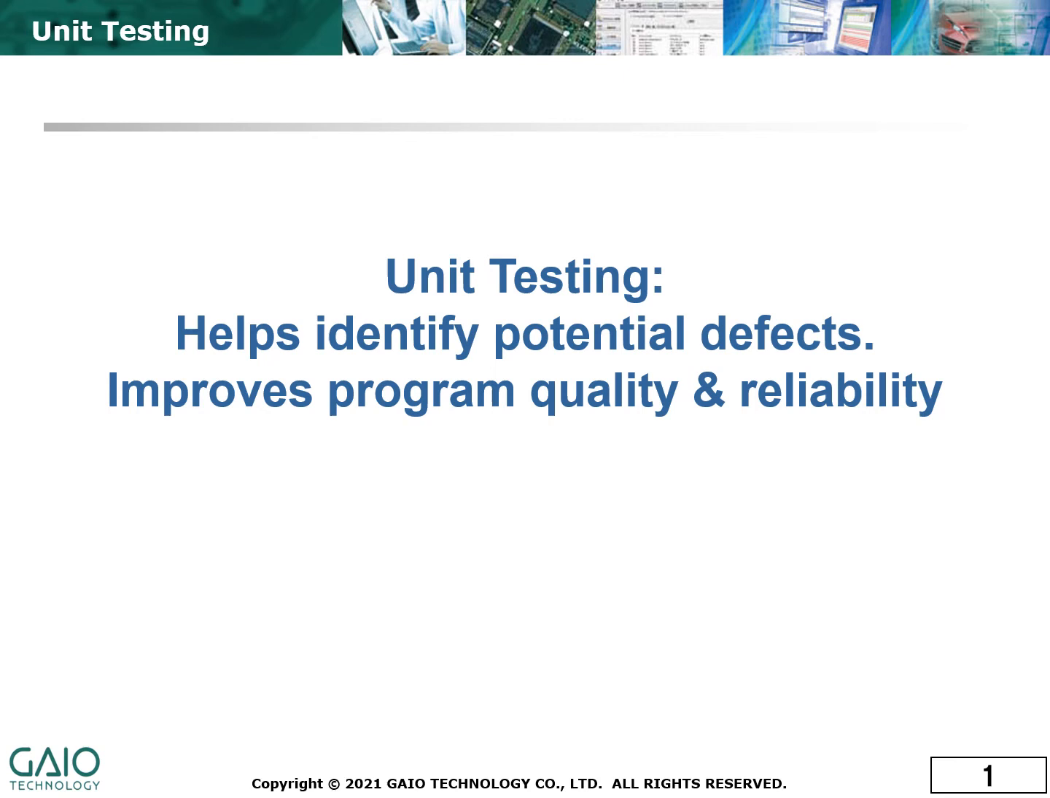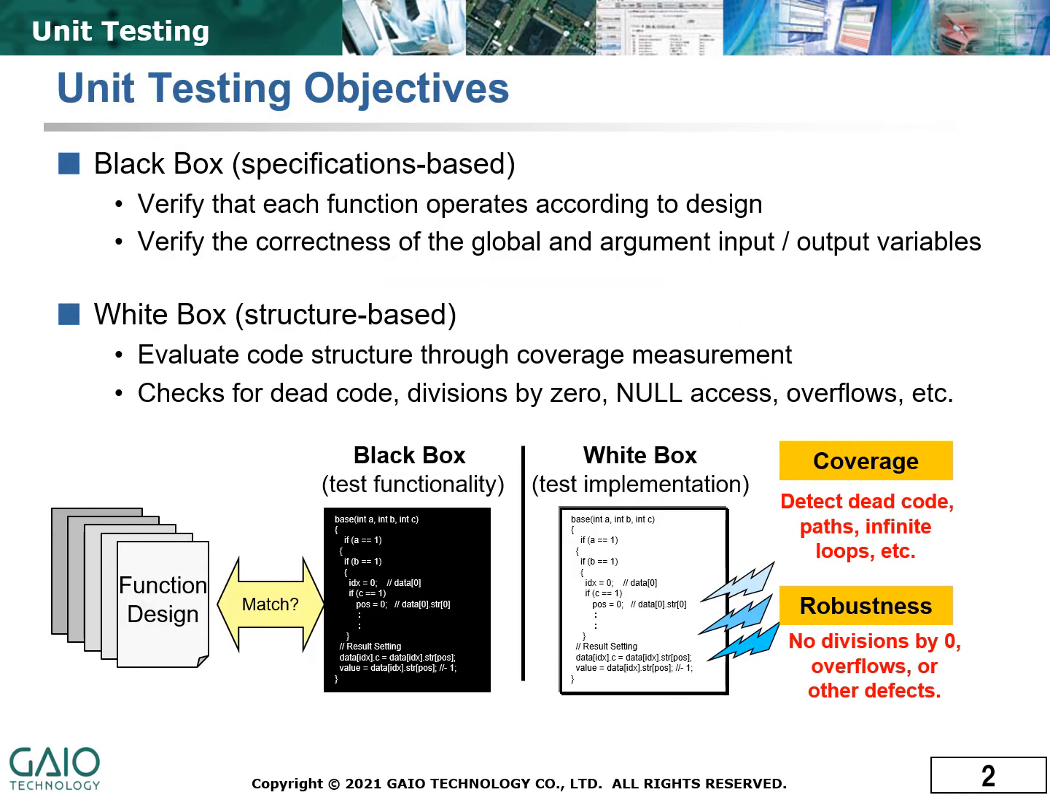Today we are going to show how unit testing helps identify potential defects and improves program quality and reliability. There are two types of unit test techniques. Black box testing is based on the operation of the functionality and not the internal structure. It confirms that the functionality operates as expected in respect to its input and output, according to a detailed design specification. White box testing examines the structure of the function and confirms it is structured as implemented.